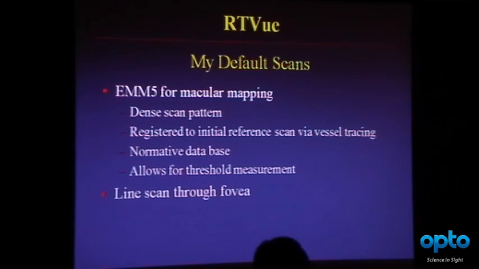So what I do in my clinical practice is I do an EMM5 on everybody. That's my default scan. I like it because it raster scans the macula, gives most of the information that I need, but it's quick, 1.3 seconds. So even elderly patients don't have much of a problem. I also then like to do a line scan through the fovea.